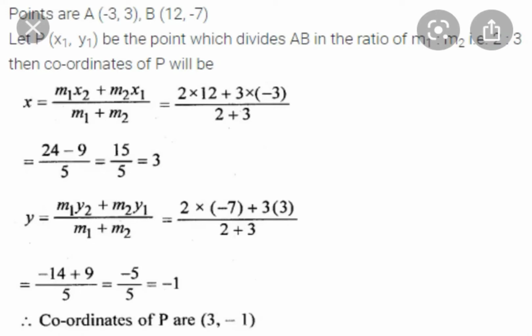Now let us find the y coordinate. y is equal to (m1 y2 plus m2 y1) upon (m1 plus m2), that is equal to (2 into minus 7 plus 3 into 3) by (2 plus 3), which is equal to (minus 14 plus 9) by 5, that is equal to minus 5 by 5, which is equal to minus 1. So the y coordinate of point P is minus 1. Therefore we can say that P(3, minus 1) divides line segment AB in the ratio 2 is to 3.